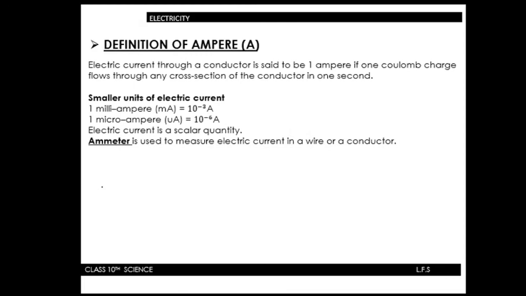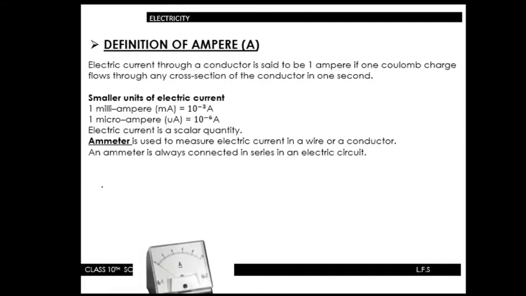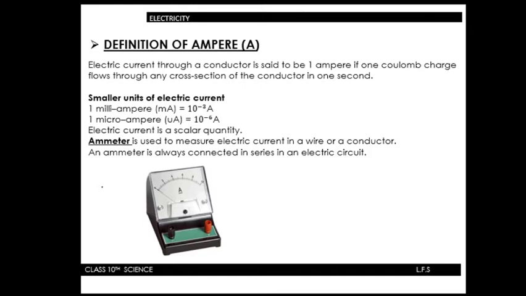So here electric current is measured by an instrument known as ammeter. An ammeter is always connected in series in an electric circuit. See here, ammeter is there. This is an instrument. That red button and black button: one is indicating the positive terminal of the ammeter, the other one is the negative terminal of the ammeter. Always remember, the positive terminal of the battery is connected to the positive terminal of the ammeter, and the negative terminal of the battery is connected to the negative terminal of the ammeter. Clear? So this is an instrument which is used.